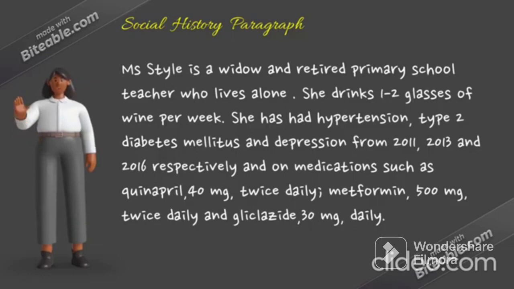Ms. Style is a widow and retired primary school teacher who lives alone. So we can write, because it's given already, her husband died. So we can write she is a widow and retired primary school teacher who lives alone. She drinks 1 to 2 glasses of wine per week. So she doesn't have a smoking habit presently, so no need to write, just we can write regarding the alcohol consumption.